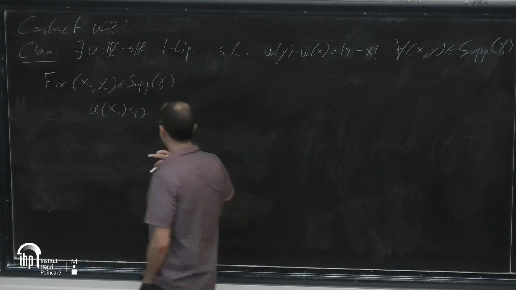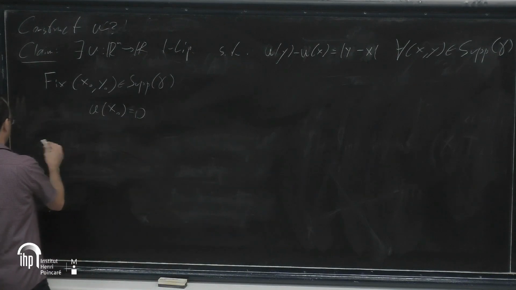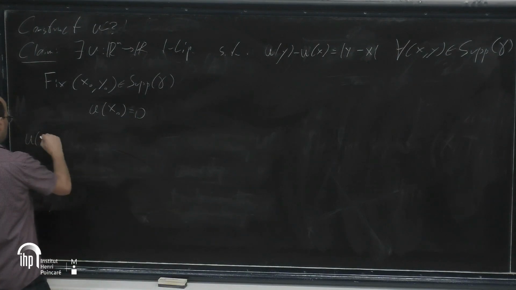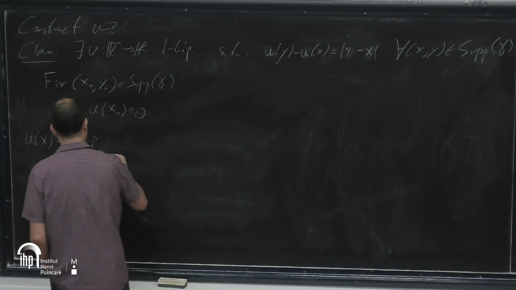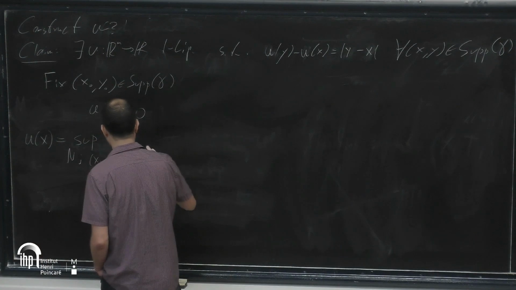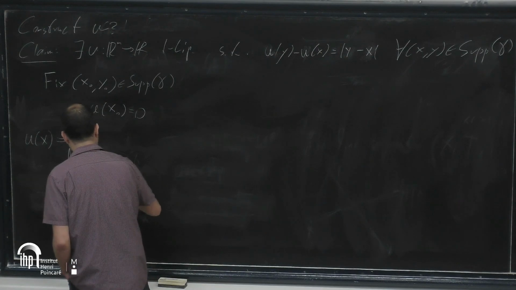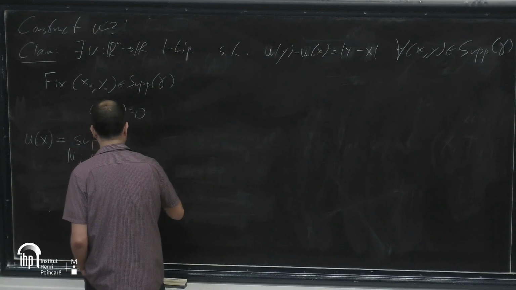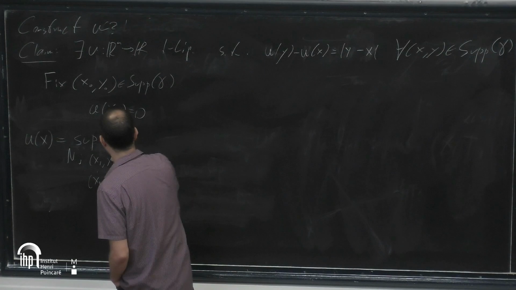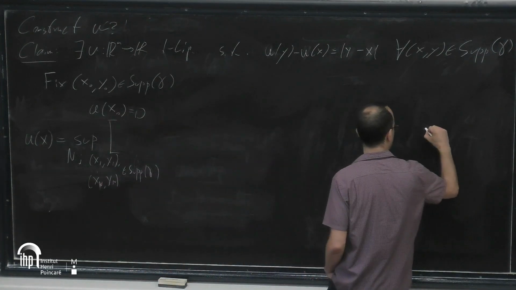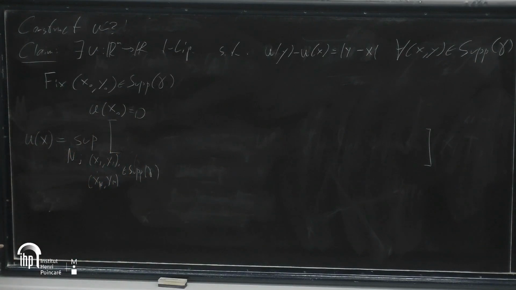Okay, so the idea for constructing u is the following. Let me write the formula and then we'll discuss it. I'm going to take the supremum over all lower bounds. I take any n tuples of points in the support of gamma, and I claim that any expression I'm going to write here is a lower bound for any Lipschitz map u with u of x0 equal to 0.